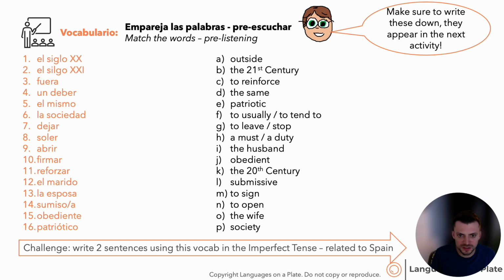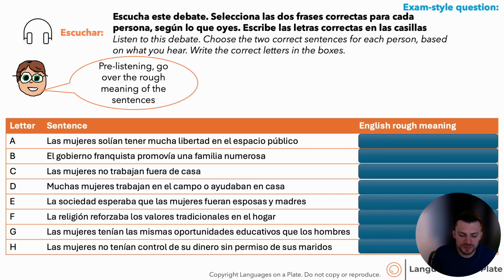And then, as I mentioned earlier, I've got a pre-listening here. The pupils are matching up vocabulary that I think potentially is a little bit harder for them, but most of it might be stuff they can figure out based on context. And then finally, just before I do the listening, I've got all of the options for this particular listening question type, and we're just going through them to make sure that we understand what we are listening out for.